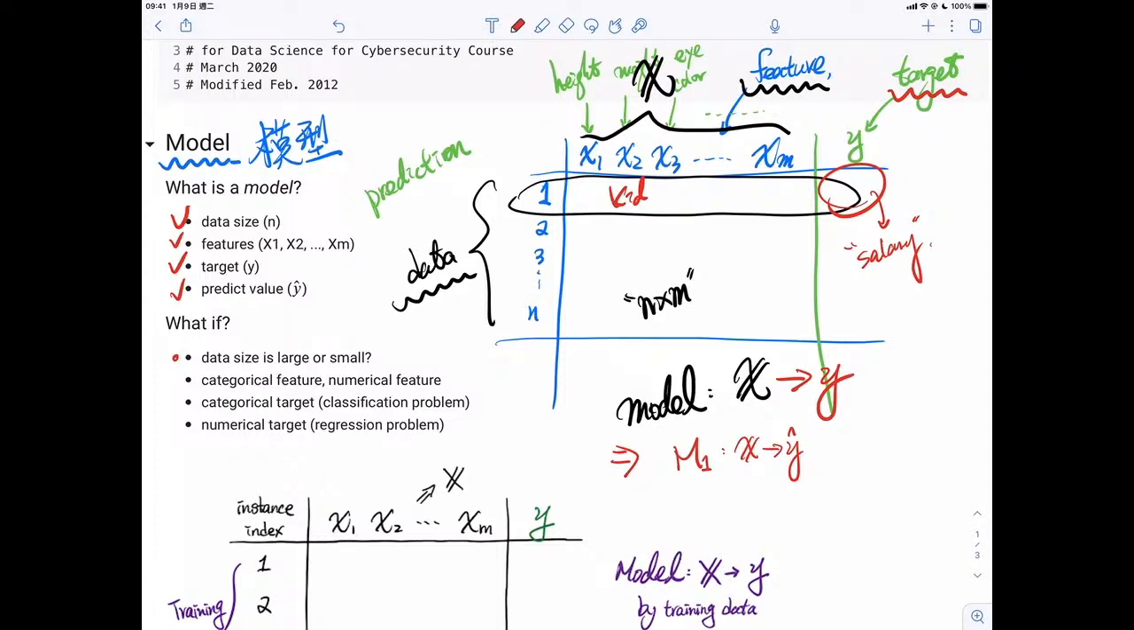Okay, let's continue our second hour. Okay, let's continue the model.